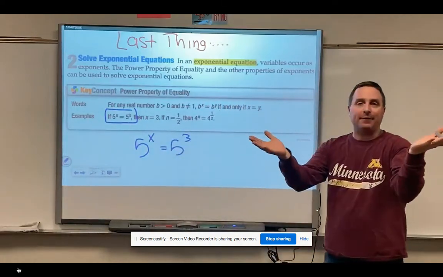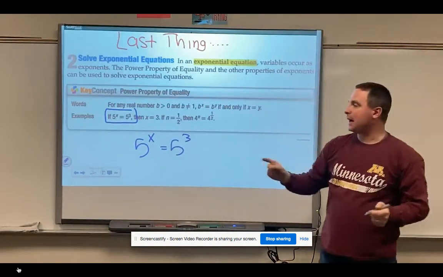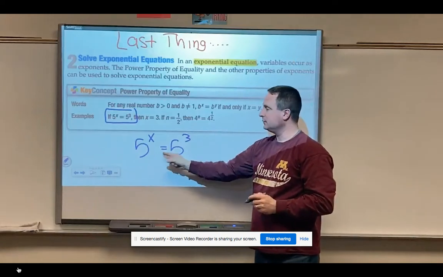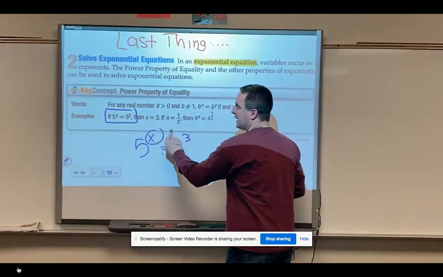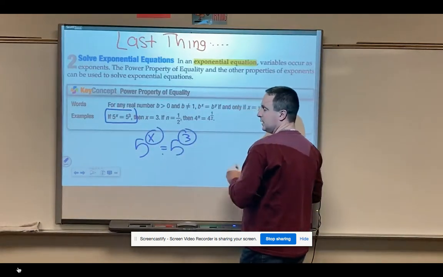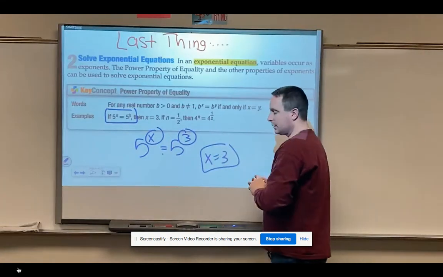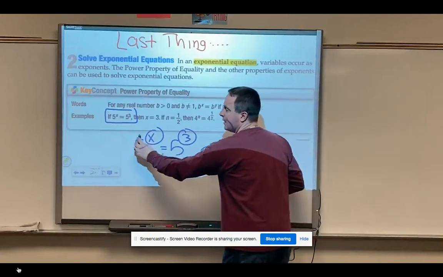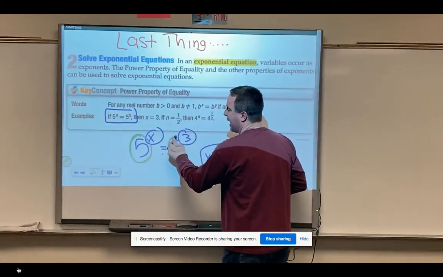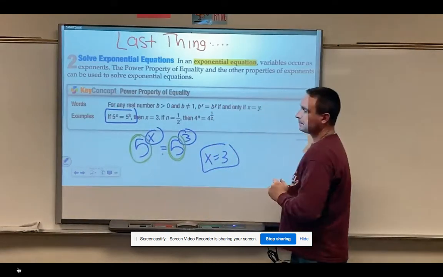If I have the number 5, and they're both being raised to a power, and it tells me that they're equal to each other, okay, well, that means the exponents have to be equal to each other. Okay, and then I could just say, well, x has to equal 3. Okay, but the key concept here is the base numbers have to be the same.